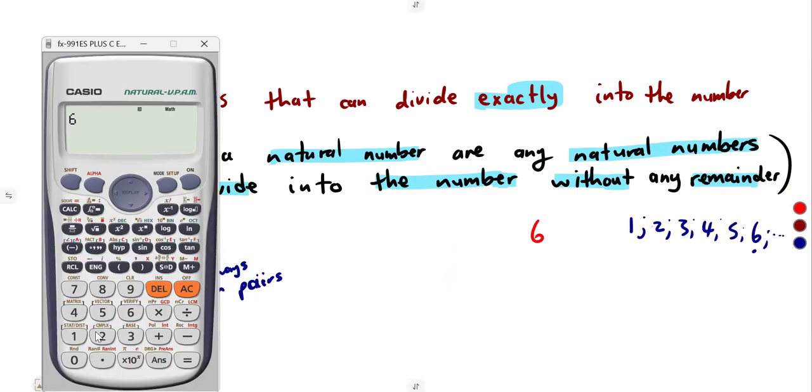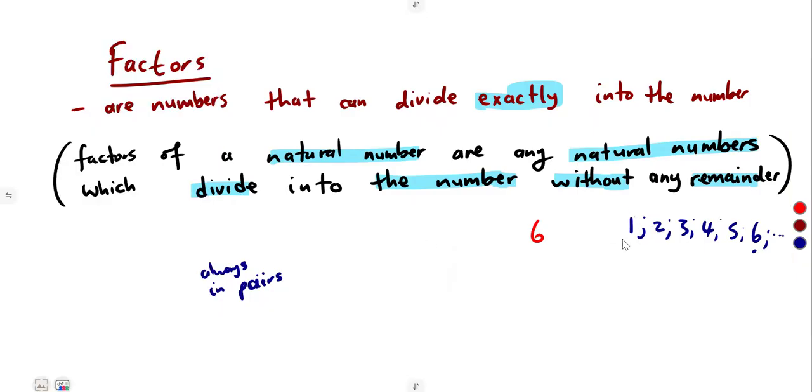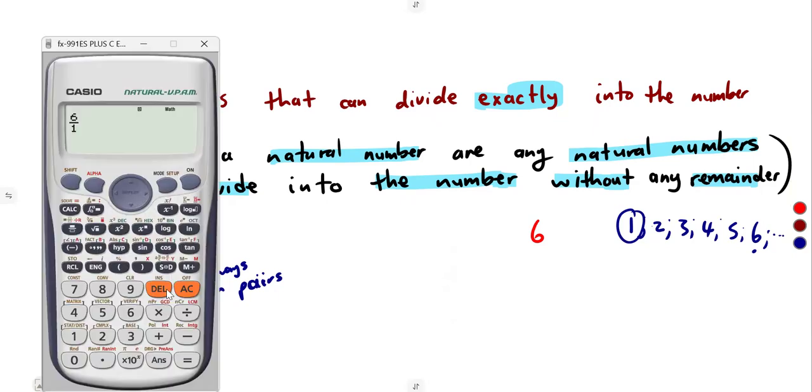You divide 6 over, you put this fraction here, or you can put this division. So I'm going to put the fraction 6 over 1. Let's start with this 1. 6 over 1 is 6. Meaning to say 1 is a factor because when we divided the natural number 6 by 1, we obtained 6, no remainder. This is the whole number that you're getting. So we have 1 as a factor.